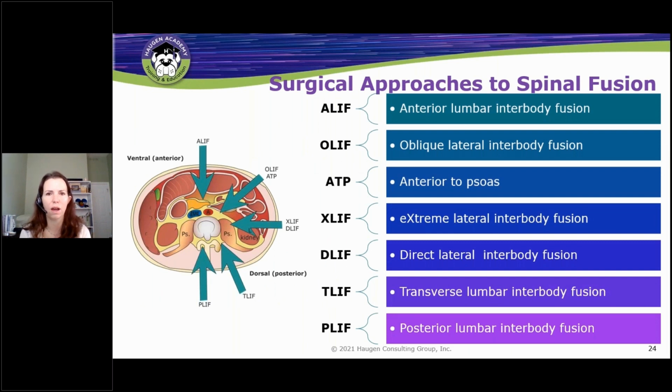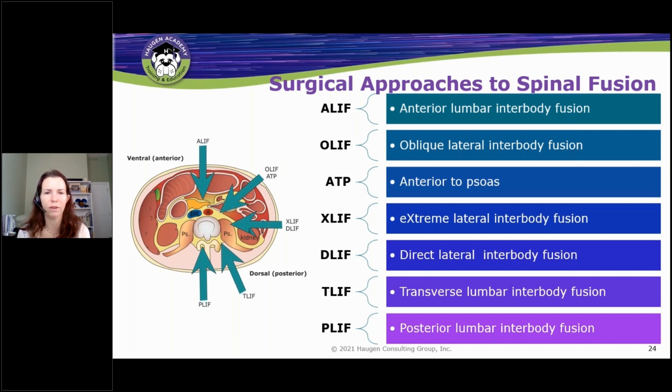And here you see all the acronyms for surgical approaches to spinal fusion. And this is really handy. Definitely if you code spine surgery, keep this, hang it up by your desk, whatever you need to do, and definitely look at these arrows where you expect to see the surgeon entering through to get to the spine.